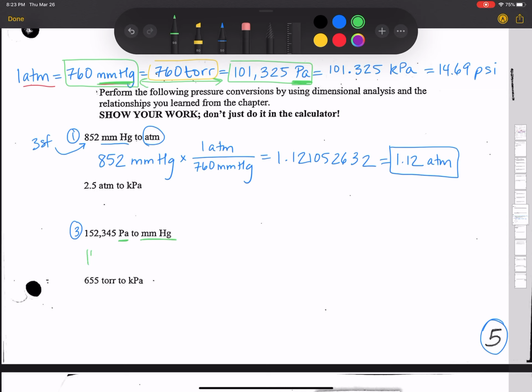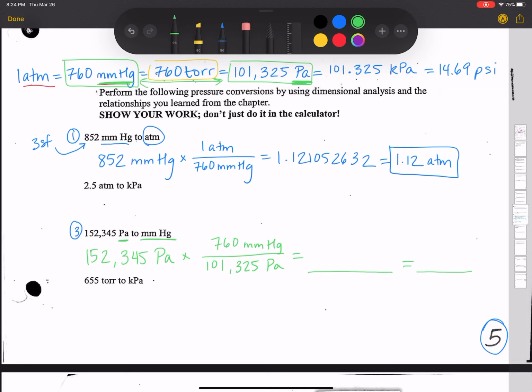So I'm going to go back here to my data, 152,345 pascals. I want to set it up so that pascals gets removed from the unit and I'm left with millimeters of mercury. So I'm going to write it as 101,325 pascals in my denominator, and 760 millimeters of mercury in my numerator. Again, I'm going to leave the remaining part for you to complete on your own. You're going to give me your calculation answer, and then your final sig fig answer with your unit.